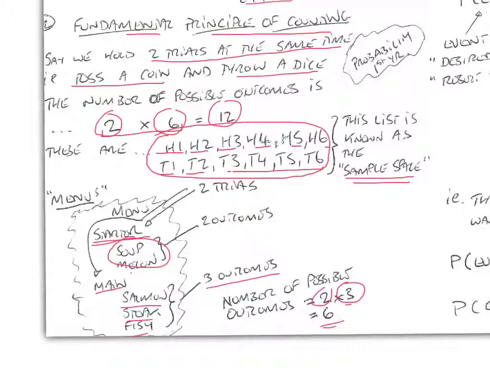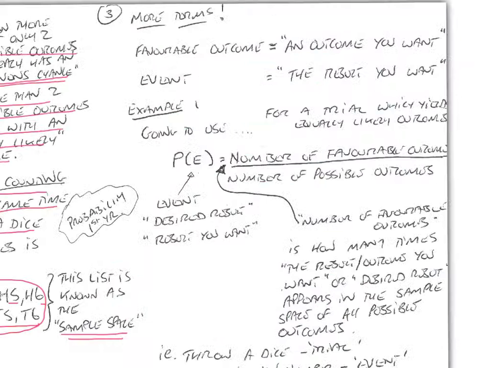And if we were to list those, we would be giving the sample space, like a soup and a salmon, or a soup and a steak, or a soup and a fish, or a melon and salmon, melon and steak, melon and fish. And then we'll move on now to look at more terminology.